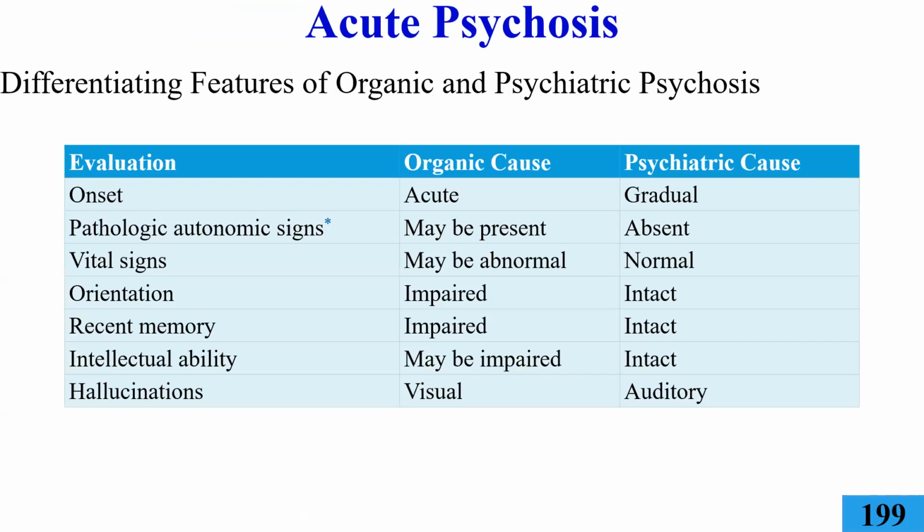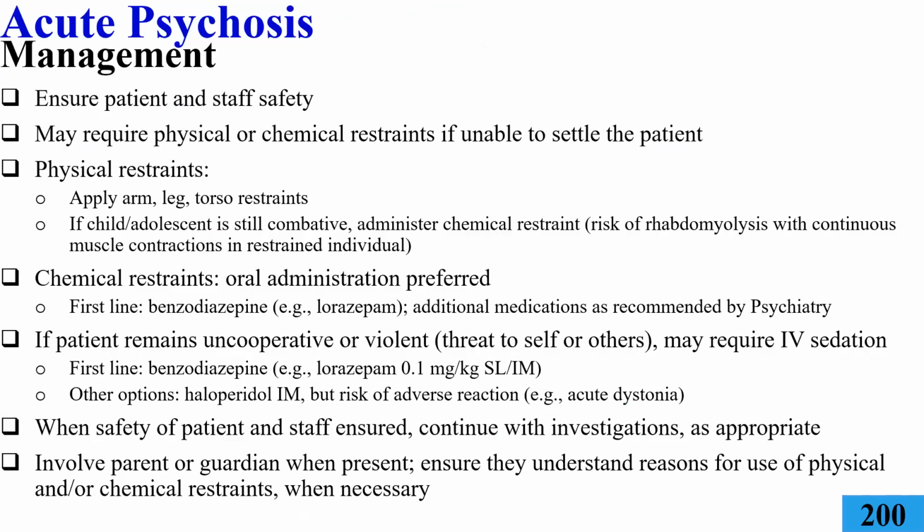So for acute psychosis, organic or psychiatric, we need to know. Management is patient safety, constrain the patient. We can do chemical constraint, so we give medications to calm down the patient. The first line is benzodiazepine. Then we can also start medication with psychiatric consultation. We used to use first line antipsychotics, but now most people do not use them. So we go to second line antipsychotics.